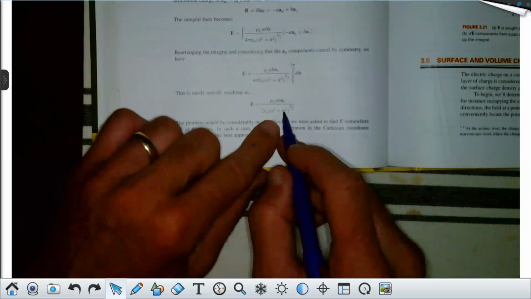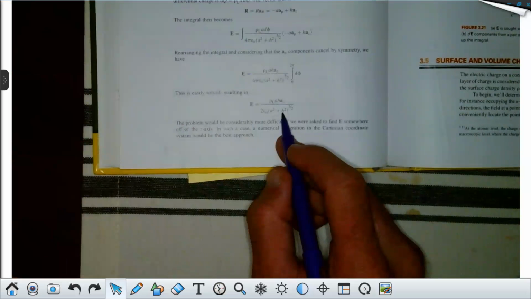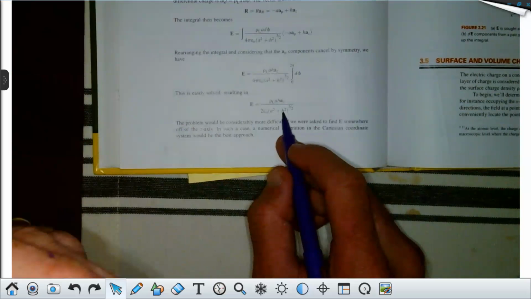Something I have to tell you, look at this equation for a second. What is the electric field when the height is 0, when Z is 0 or H is 0? Class?